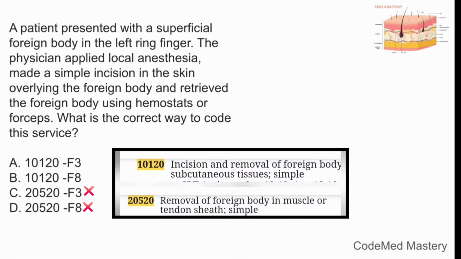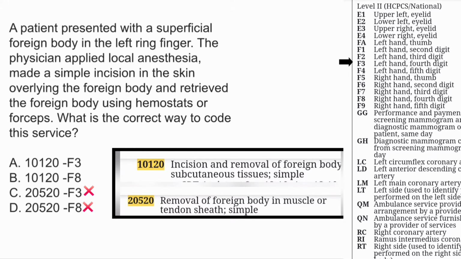Now we are left with option A and B. In option A, they have given the HCPCS modifier F3 and in option B, they have given F8. You can find this in your CPT manual also, that is inside front cover. F3 is for left hand fourth digit and F8 is for right hand fourth digit. In the question they have given left ring finger, which means left hand fourth digit. Therefore, we have to use F3. The right answer is option A.